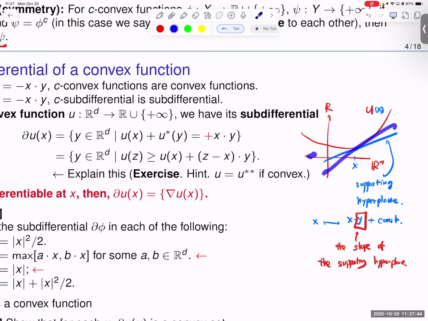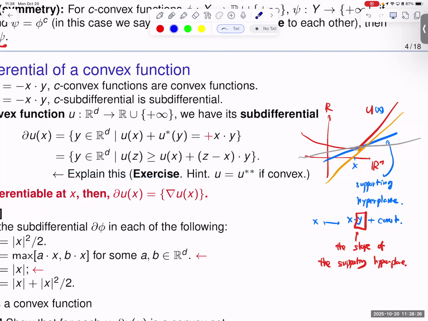There can be many supporting hyperplanes, in particular when the function is not differentiable. The function may look like this, and then you may have some other supporting hyperplane, like this. But you just collect all those slopes of these supporting hyperplanes, and then the set of those slopes gives the subdifferential. That's the usual definition.